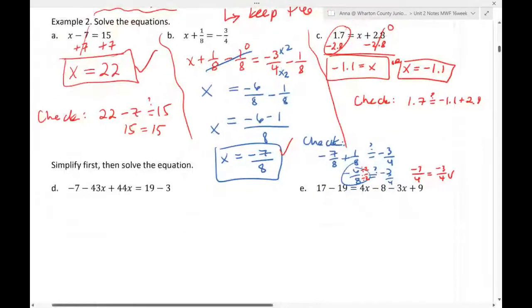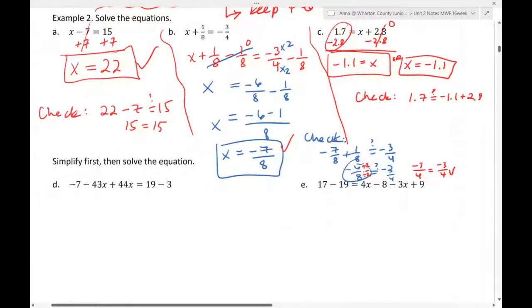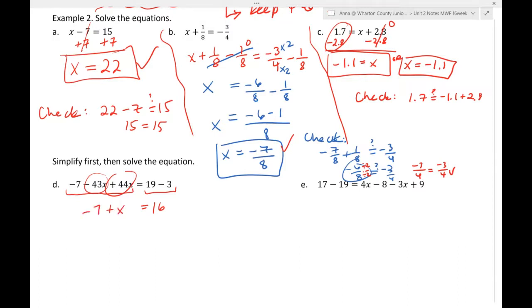All right, these next examples, okay, they look more complicated, but the reality is we just have to clean up our expressions on each side by combining our like terms. So on the right hand side, we just have two constants. 19 minus 3 is 16. And then on the left hand side, we have a couple of terms that both have x's in them. So negative 43x plus 44x is positive x, and I still have that minus 7 out in the front that I need to bring down.